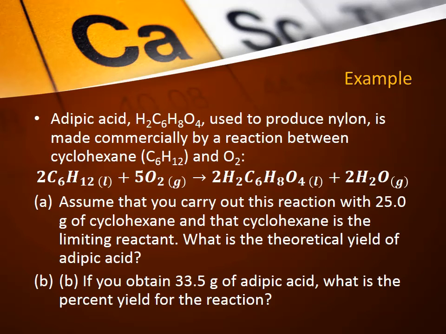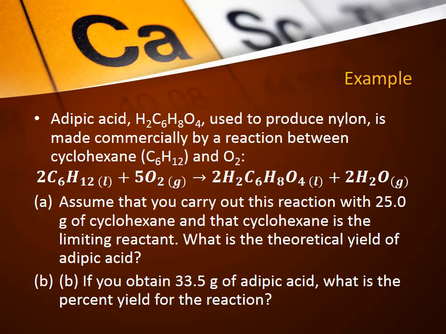So adipic acid, which is that, is commonly used to produce nylon. And it's made by, well, that reaction. Now let's assume you carry out this reaction with 25.0 grams of cyclohexane, and cyclohexane is the limiting reactant, which makes our job a lot easier. What's our theoretical yield?